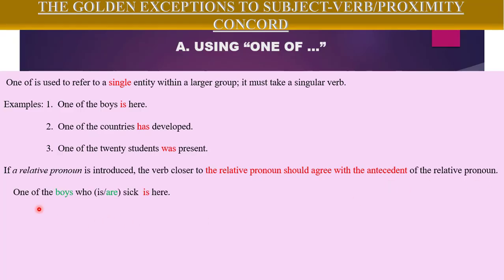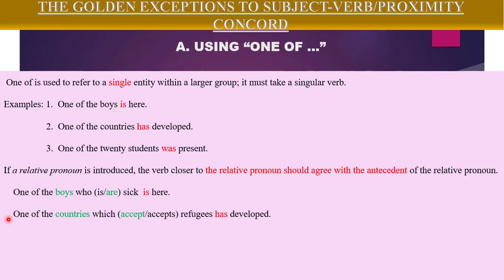For example, one of the boys who are sick is here. Why did we select are? This is because we had a relative pronoun coming after the larger group. So the verb that we select here must agree with the antecedent, the noun that the relative pronoun refers to. So boys are sick. The boys who are sick. So one of them is here. Therefore, whenever you have a relative pronoun, the verb selected must agree with the antecedent of the relative pronoun.